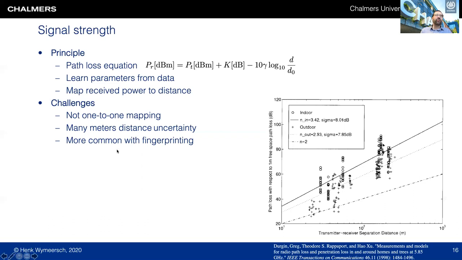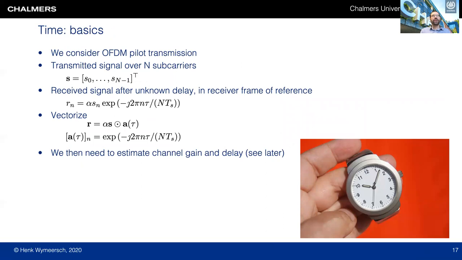That's why signal strength is most often combined with fingerprinting rather than using the path loss equation. Whenever you read papers in wireless communication that use signal strength for localization in a multipath environment, you should be very skeptical if there are no experiments to show that it really works. All right, so we've ruled out the waveform itself and maybe the signal strength. Then how about time? Because time is also what GPS is based on.